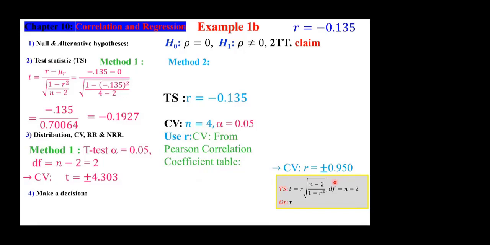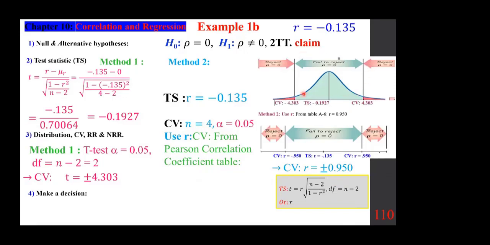Let's do the drawing. This is the drawing for the t-test. The information for the first method is here. You have plus minus 4.303. Those are the critical values. And the value of r, which was calculated for the test statistic, is right here in between, way into the non-rejection region. For the second method, you really have a number line. That's all you have, a number line.